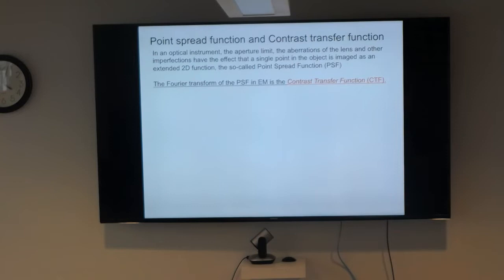And the Fourier transform of the point spread function, in a bright field case, in a weak phase object, is the contrast transfer function. So these are Fourier pairs. You can take a point spread function, go into Fourier space, and it becomes the contrast transfer function. You can go from the contrast transfer function, make an inverse Fourier transform, and you get the point spread function. Okay?